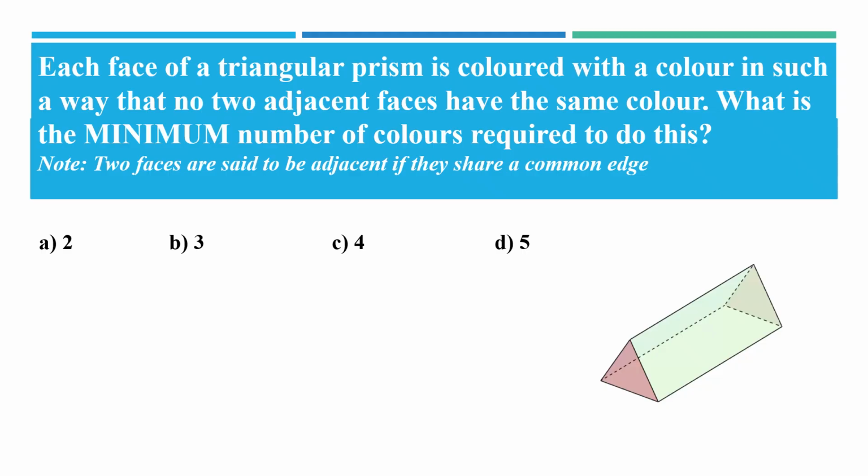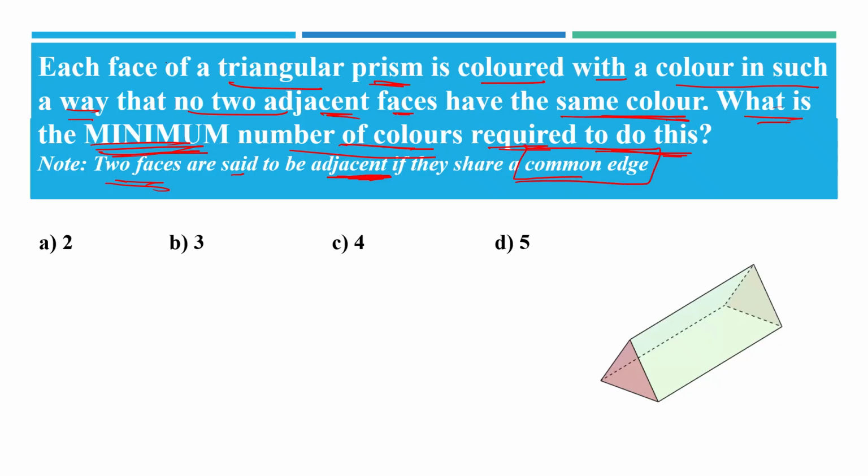If each face of a triangular prism is colored with a color in such a way that no two adjacent faces have the same color, what is the minimum number of colors required to do this? Okay, great. And there is a note: two faces are said to be adjacent if they share a common edge.